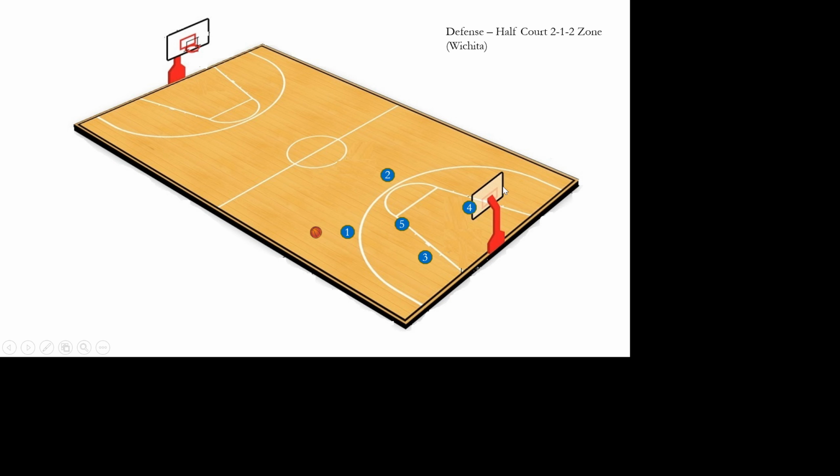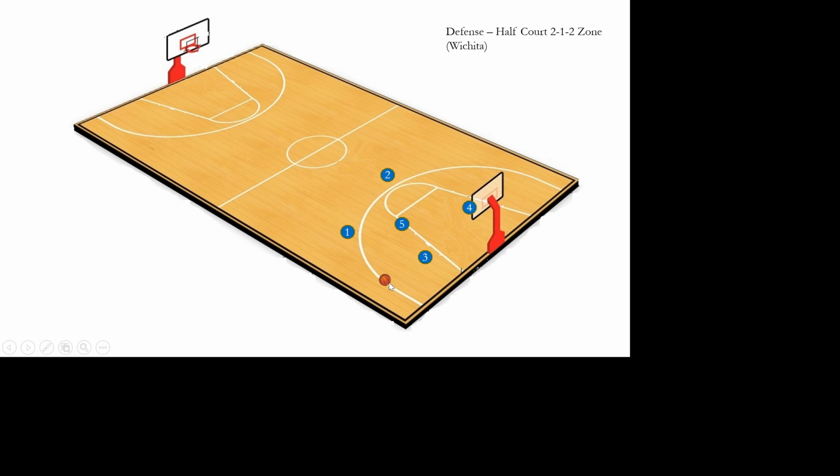You can see 5 kind of slid in here a little bit, more into the middle of the lane. That's because if the ball's on this side of the court, it's very difficult to make a pass all the way back over here. And if they do that, 4 has time to react and get back over into his zone. So he can slide over to this edge of his zone when the ball is over here.